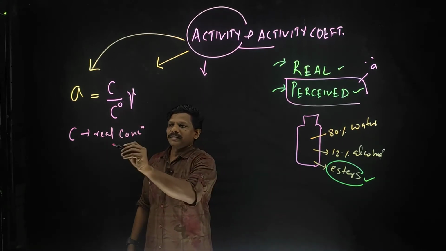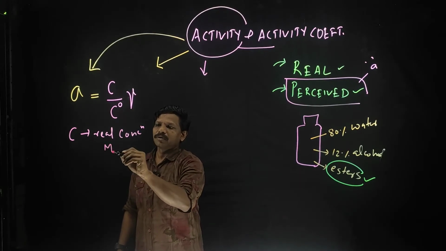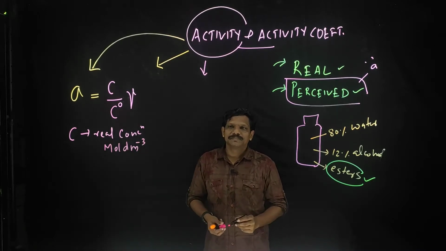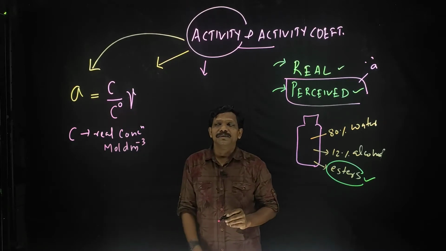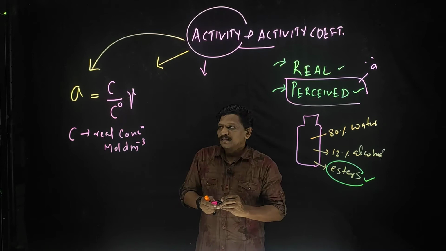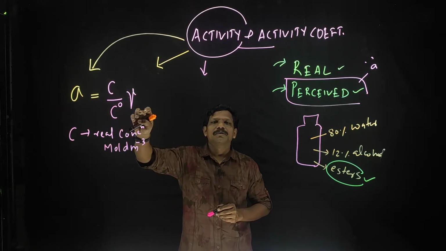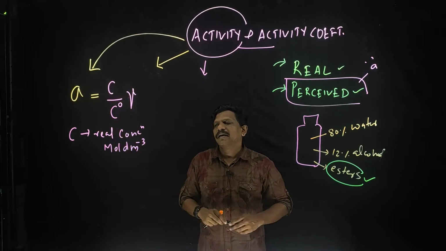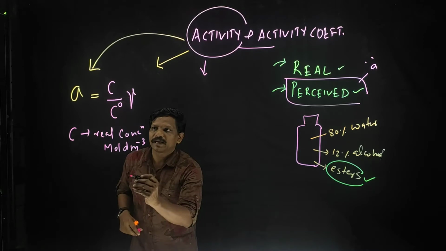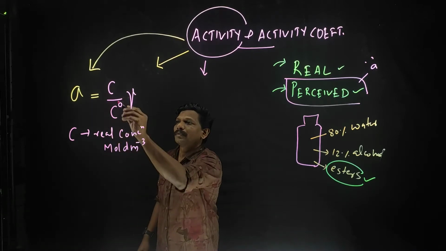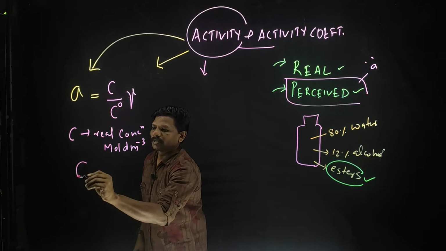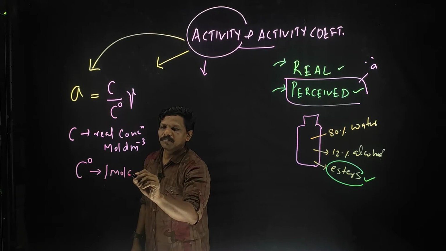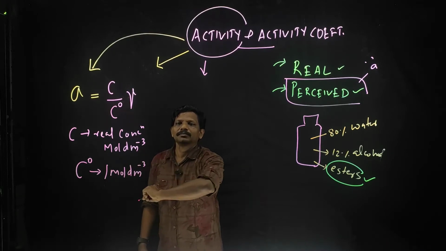I told you, it is suppose it is in mole dm raised to -3. That is the unit. So what do you mean by this C0? That's very important, because we need these terms activity and activity coefficient to be dimensionless. It's a dimensionless quantity, A and gamma. So in order to make it dimensionless, what we can do? Here you have a C0. I told you that this C0 is nothing but 1 mole dm raised to -3.